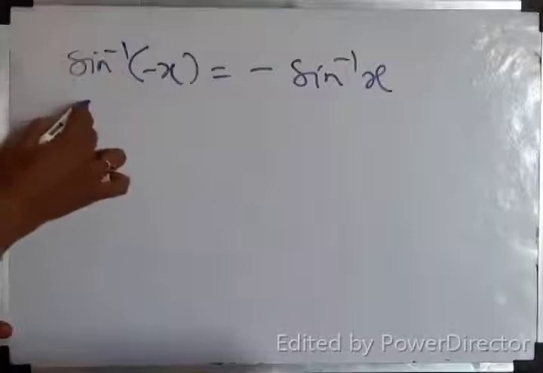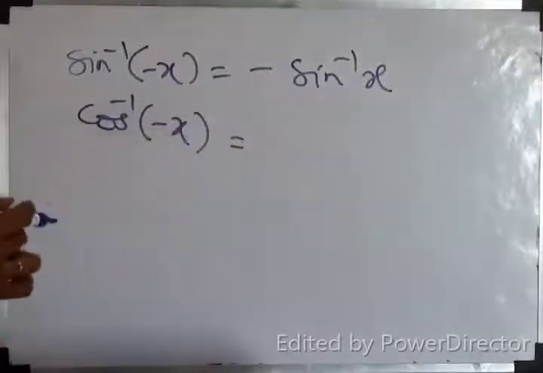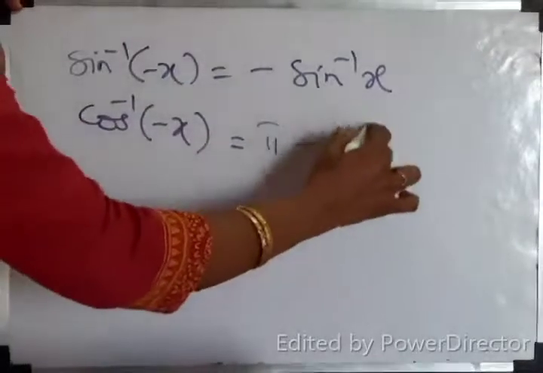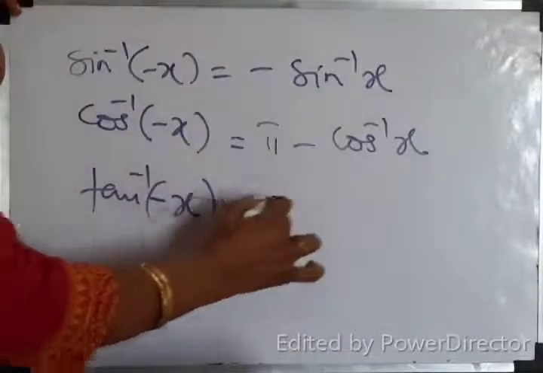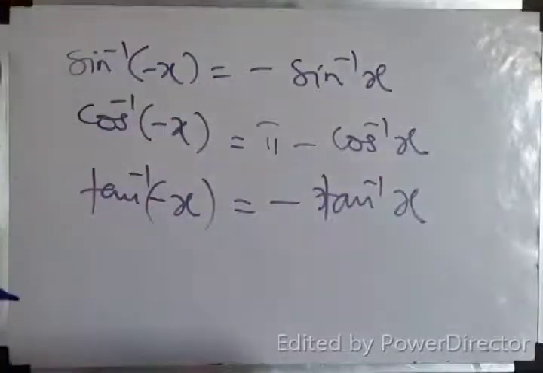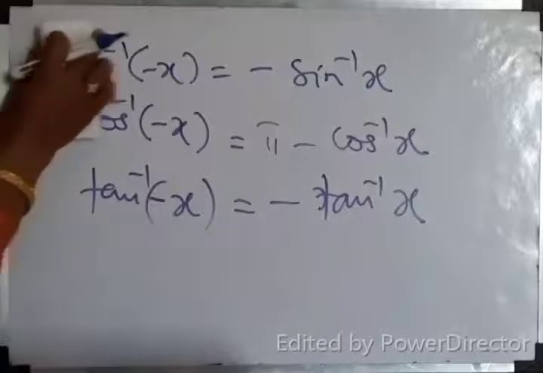That's it. Then cos inverse of minus x. There is no negative value because the principal angle is from 0 to 180. You can write pi minus cos inverse x. Tan inverse of minus x, you can write minus tan inverse x. That's all. This is property number 4. Now we'll do property number 5. Property number 5 also no name. So directly you can write property number 5.